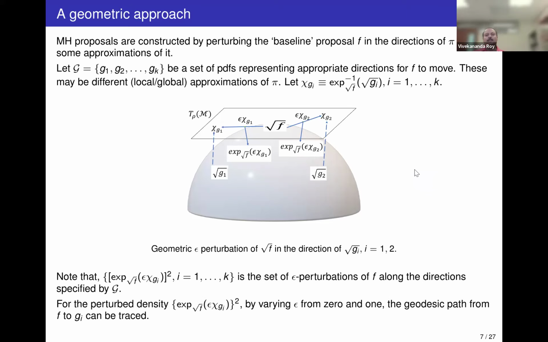And as you can see, by varying epsilon from 0 to 1, I'm covering the geodesic path from square root F to square root G, right? So these are what I'm calling the epsilon perturbations of the baseline density, but where I'm taking the geometry of the target into account.